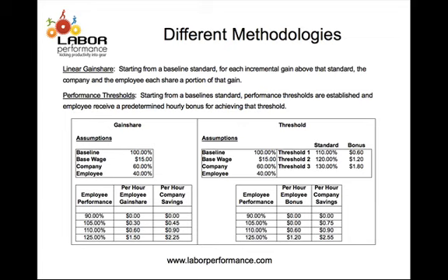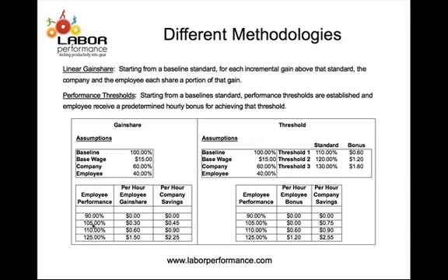So for the first one, we'll look at the linear gain sharing method and show some of the mathematics of this and how it works. So what we'll do is we'll assume a baseline performance standard of 100% and a base wage of $15 per hour. The company will get 60% of the gain share and the employee will get 40%. So at a 90% performance level, there is no gain share because the employee did not achieve the production level.